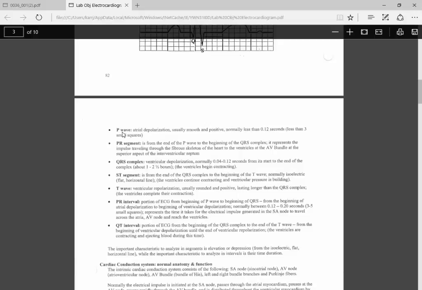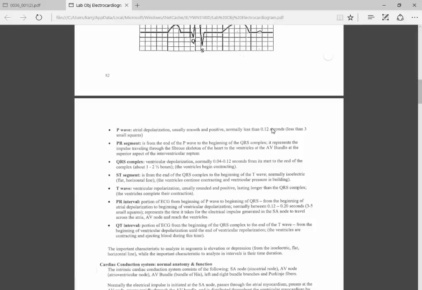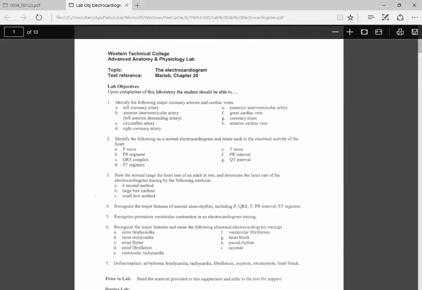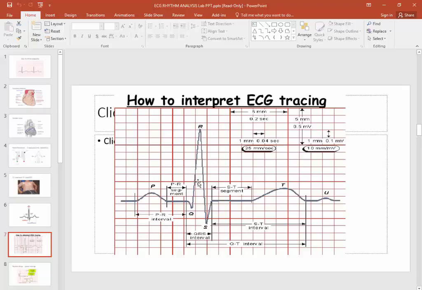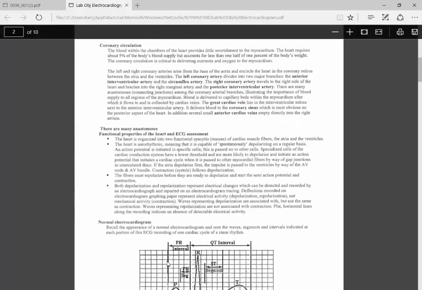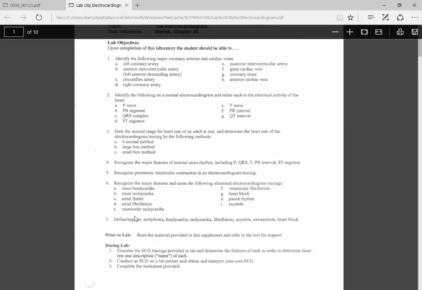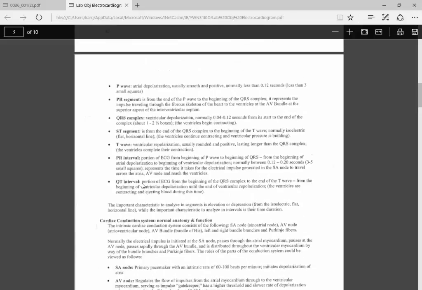everything is labeled here. So the P wave we said was atrial depolarization. And the distance of that P wave should be less than 3 small squares. So when we look at a rhythm strip, we're going to see these squares in the background. So we can see 1, 2, 3 squares here. That P wave should be less than 3 squares. It should be a rapid depolarization, and then we should be looking at the ventricles. So then the next portion is the PR segment, and that's described here.